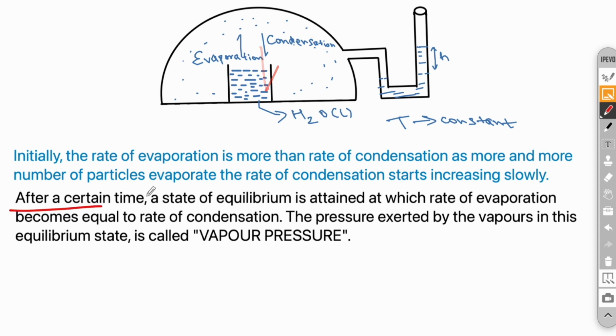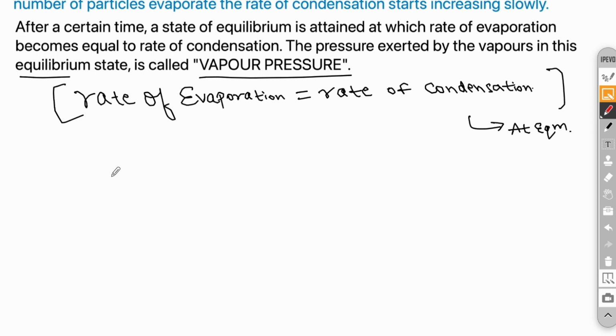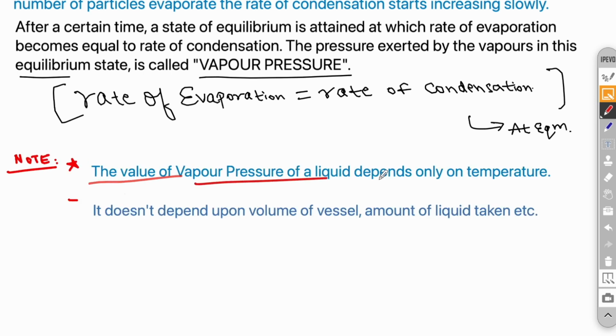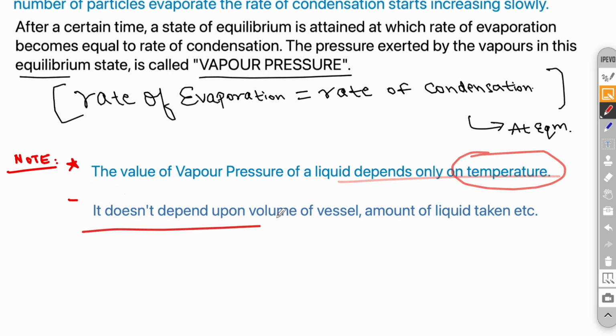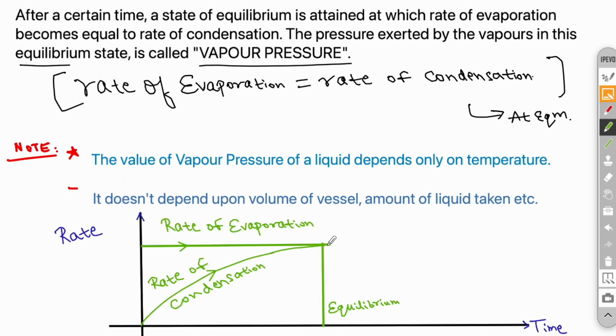After a certain time a state of equilibrium is attained, at which the rate of evaporation becomes equal to the rate of condensation. The pressure exerted by vapors in this equilibrium state is called the vapor pressure. So when the rate of evaporation is equal to the rate of condensation, the pressure exerted by the vapors is known as vapor pressure. This takes place at equilibrium condition. Now we'll write a note. This is very important. The value of vapor pressure of a liquid depends only on temperature and it doesn't depend upon the volume of the vessel or the amount of liquid taken.